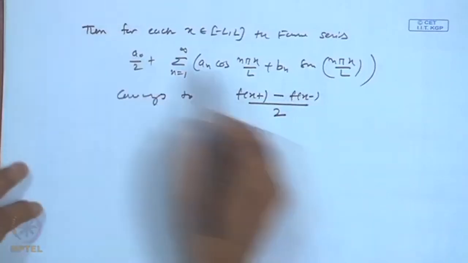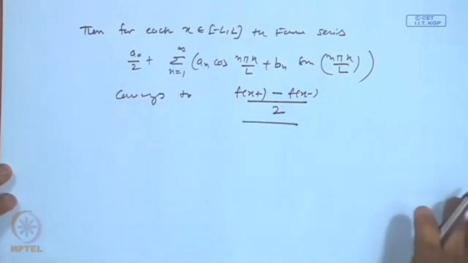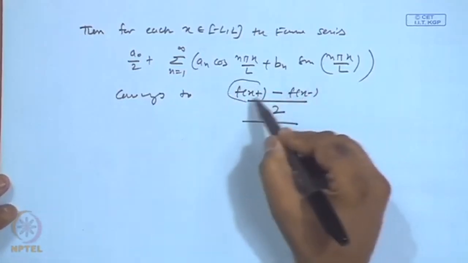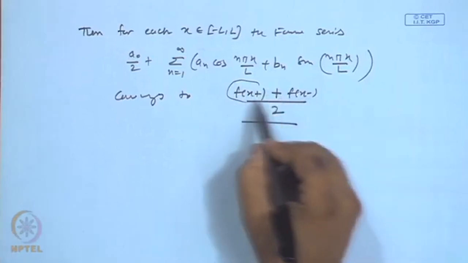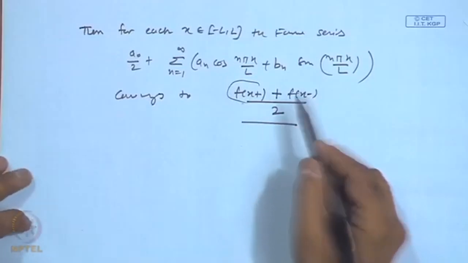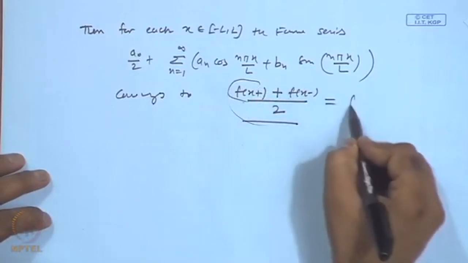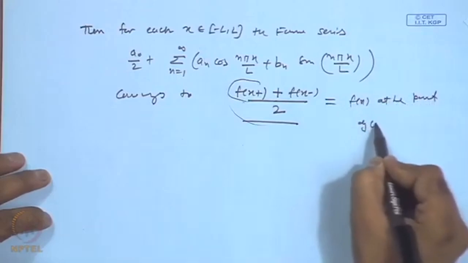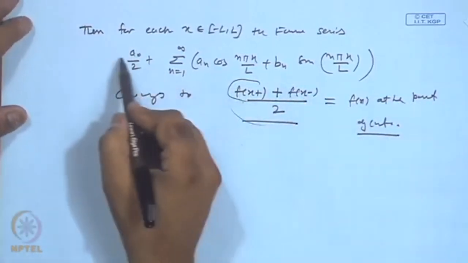Note that at the point of continuity, the right limit and the left limit are equal to f(x), so this average value is equal to f(x). So, at the point of continuity f(x plus) is equal to f(x), and f(x minus) is also equal to f(x). So, in that case we have this equal to f(x) at the point of continuity. Otherwise, we need to take the average value to make this equal.